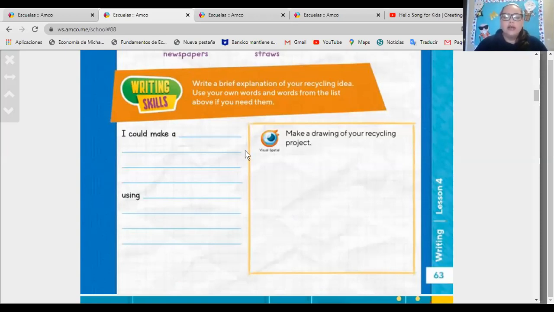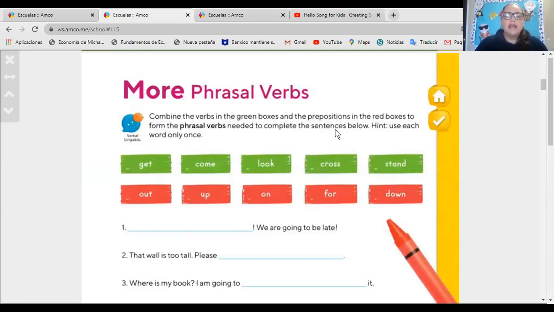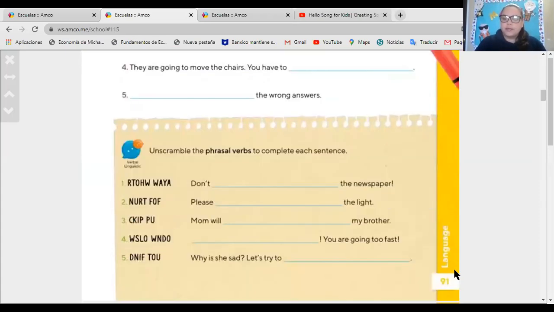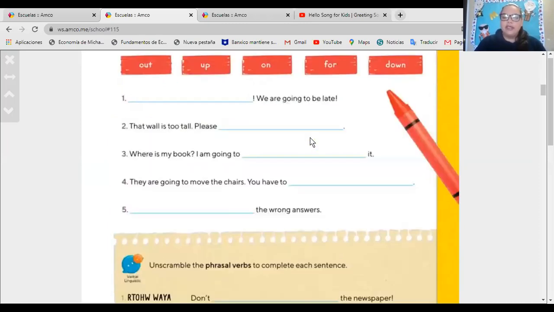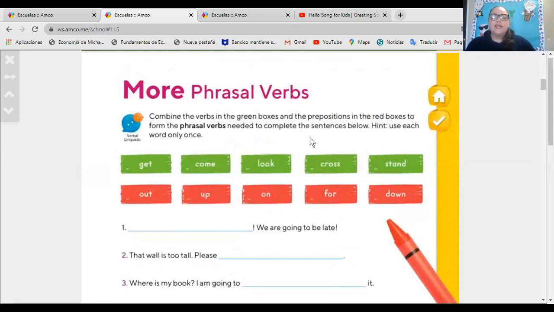Now, let's go to our next subject. It is language. Page 91 from language. Again, page 91 from language. More phrasal verbs. Okay. Combine the verbs in the green boxes and the prepositions in the red boxes to form the phrasal verbs needed to complete the sentences below. Hint, use each word only once.